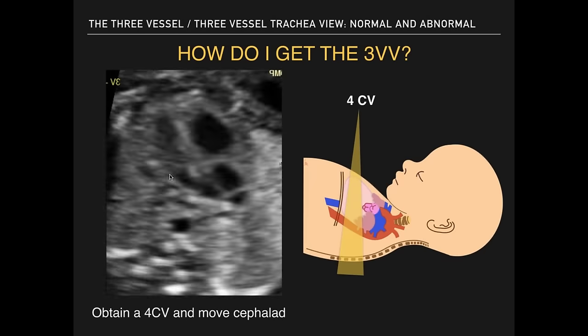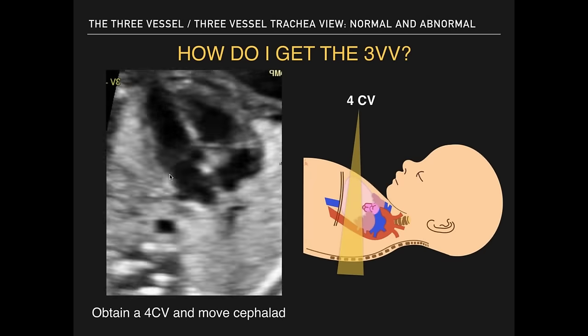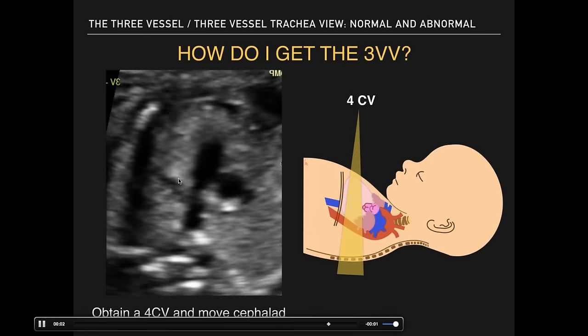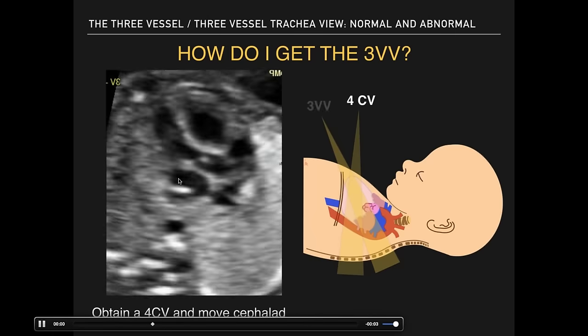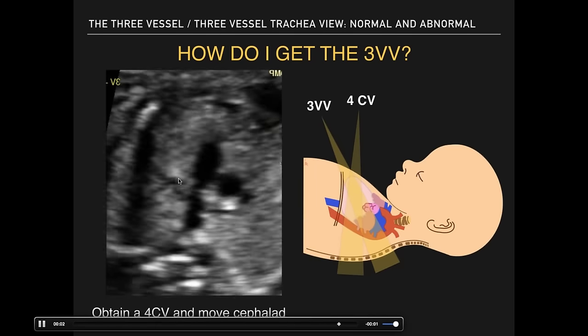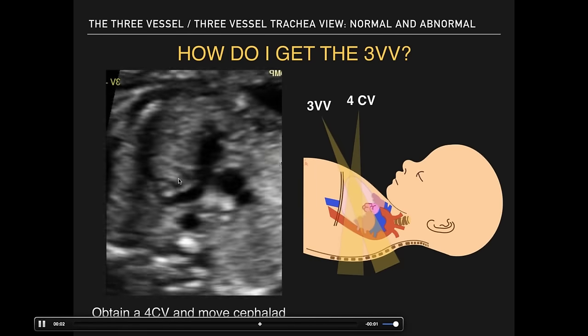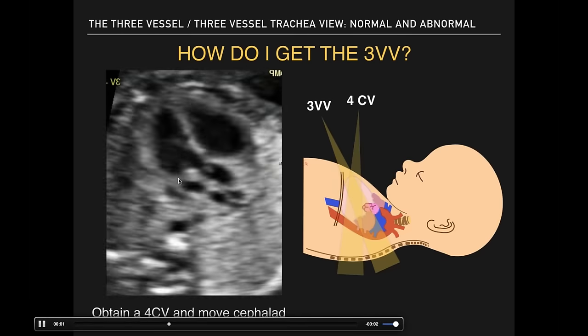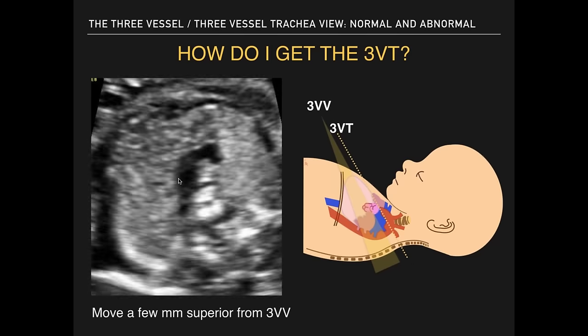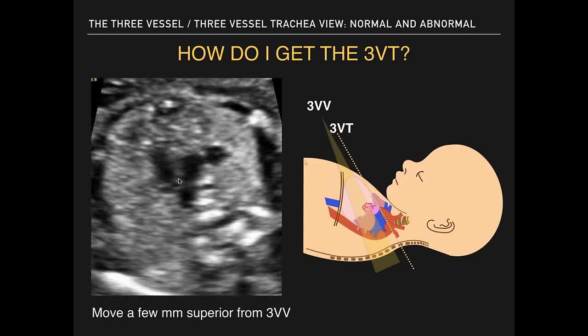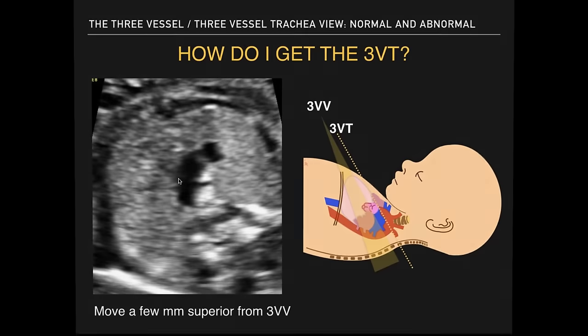Now, how do I actually get the three vessel view? First, you want to obtain a four chamber view and move cephalad. And here you can actually see in this clip moving into the three vessel view. Now, how about the three vessel trachea view? You want to angle your probe a few millimeters towards the fetal head.